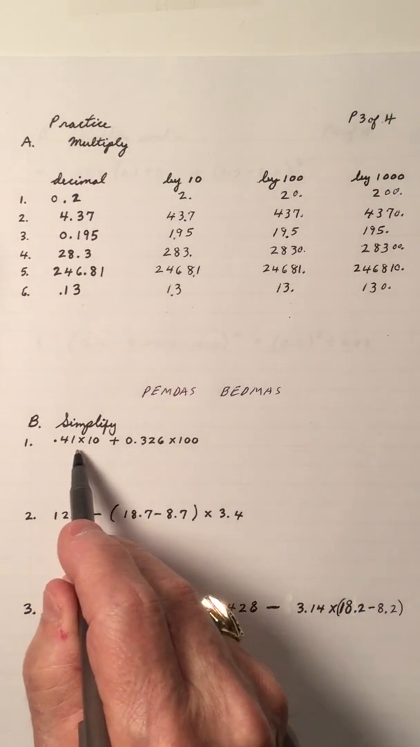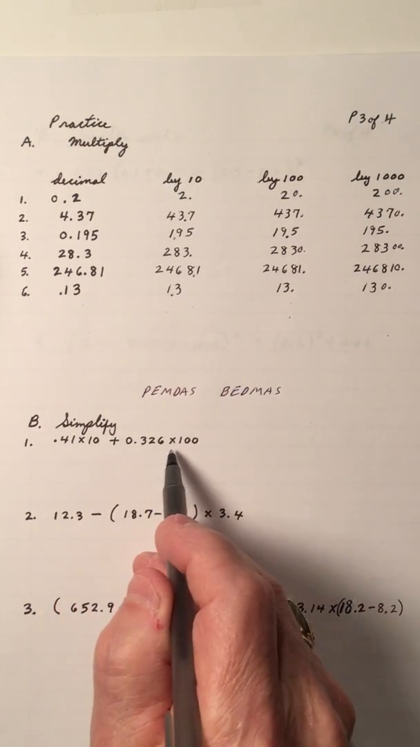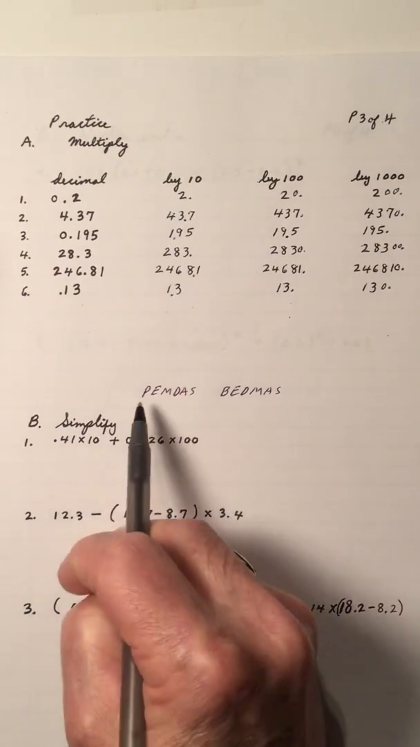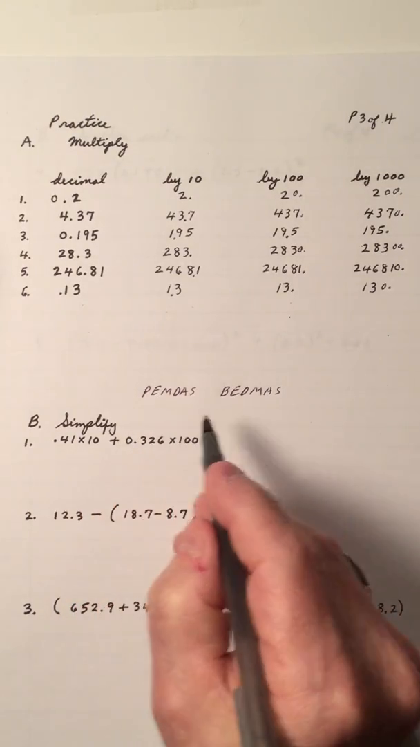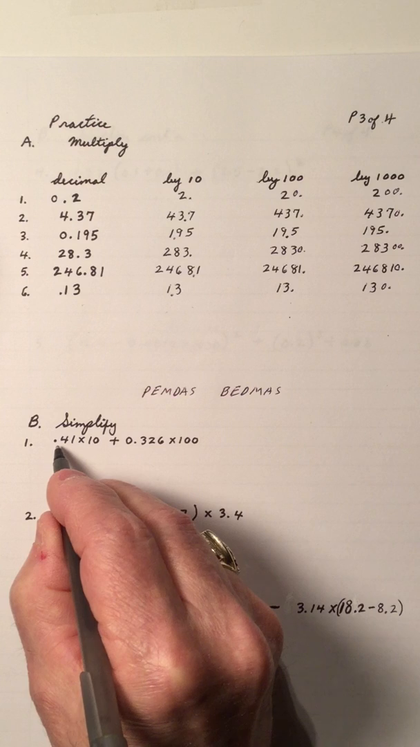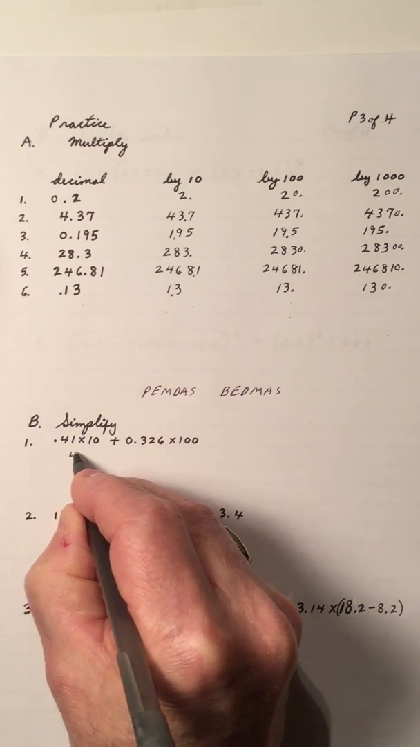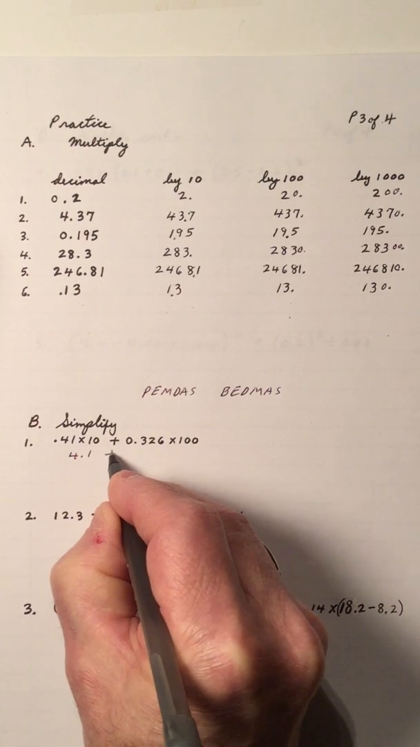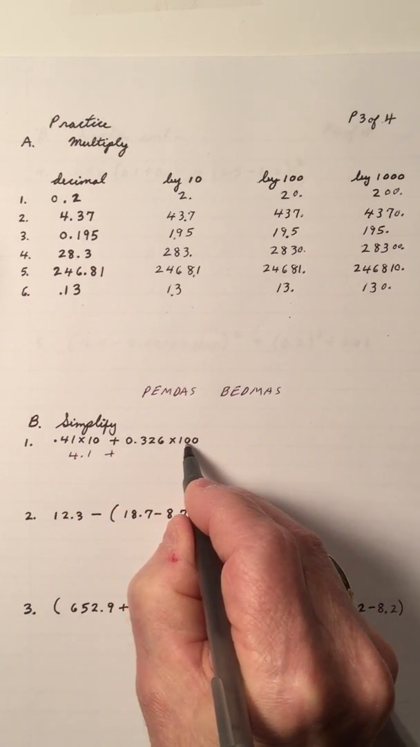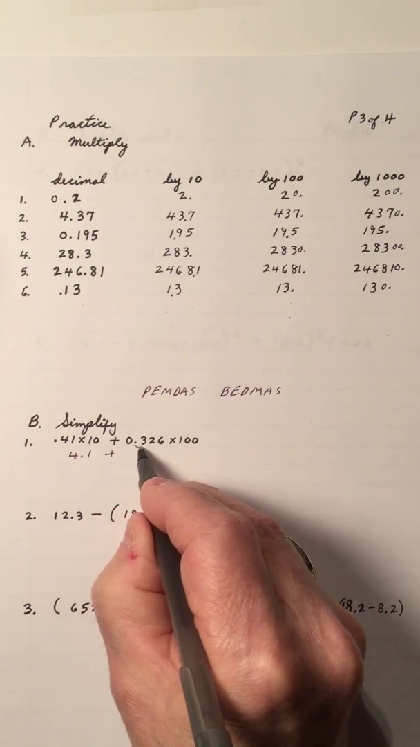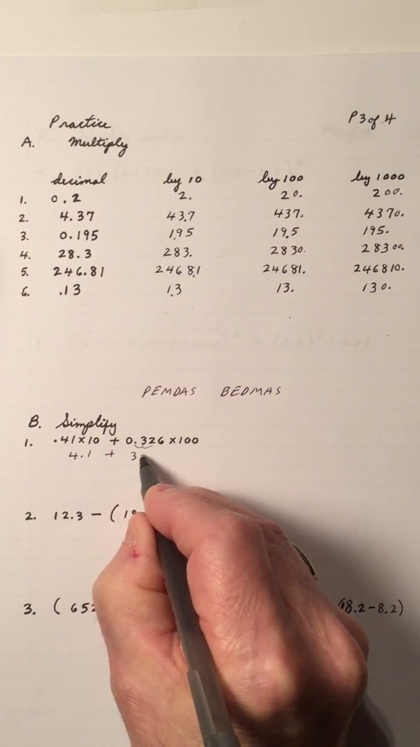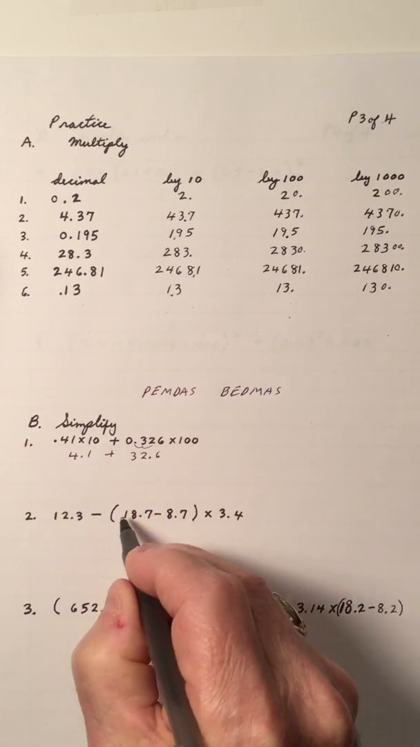Let's look. We have a multiplication, an addition, and a multiplication. So we have no parentheses or brackets. We have no exponents. So let's multiply 0.40 by 10. Multiply by 10, move the decimal 1 place to the right. Multiply by 100, move the decimal 2 places to the right. 1, 2. So it's 32.6.